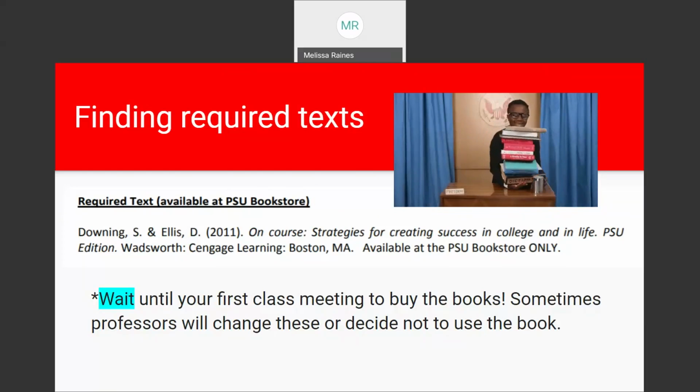And if you have a required textbook that says it's available at the bookstore, sometimes you can get these used or you can rent them and it's a cheaper option. You could also try and use the internet and find different versions of them, depending on what your professor requires.